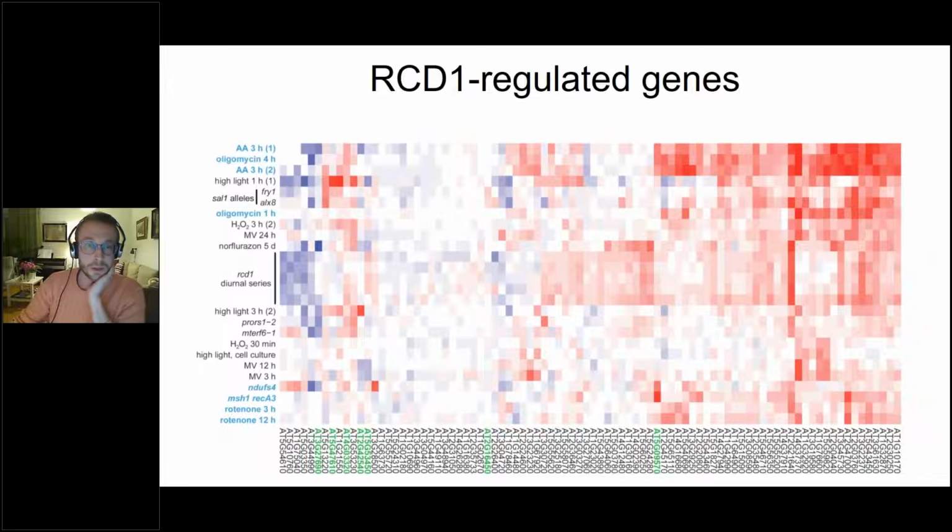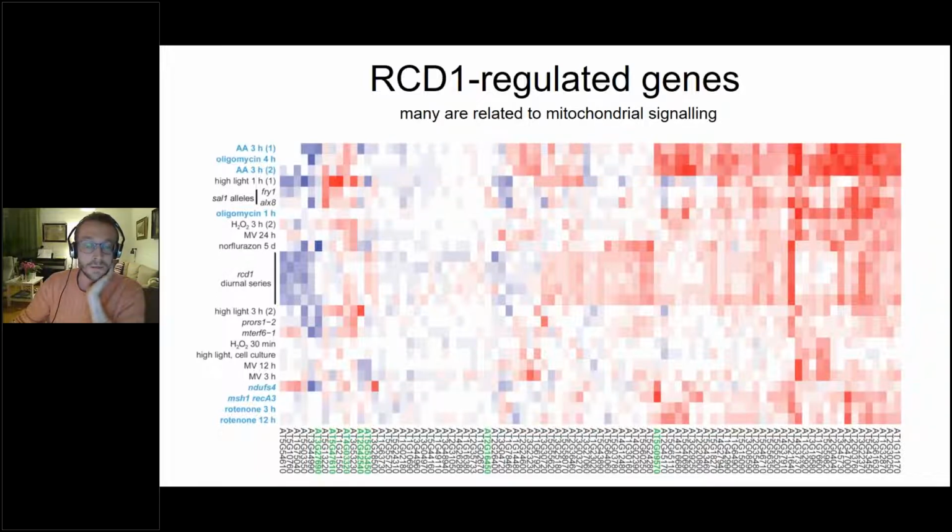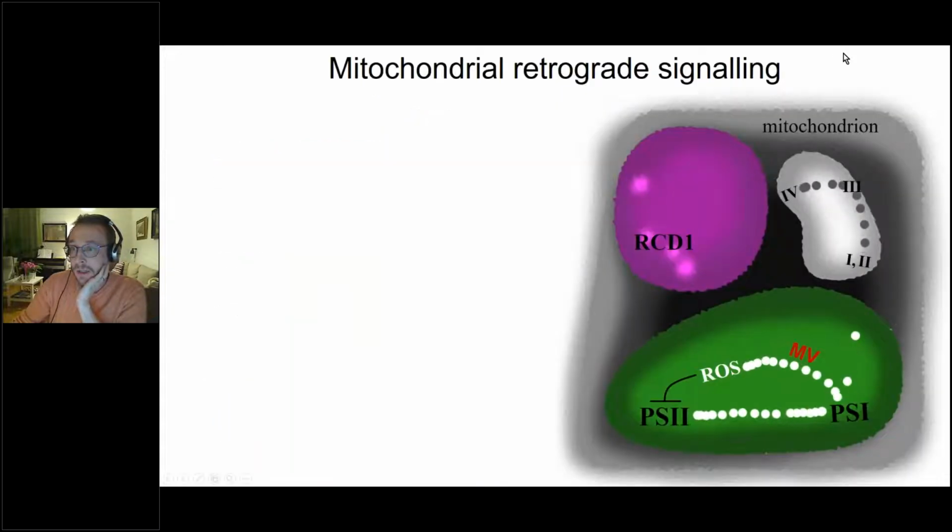But then looking closer at the list of the genes misregulated in RCD1, we noticed that a lot of these misregulated genes have to do with mitochondrial retrograde signaling. So here I introduce another player in this scheme, the mitochondrion.